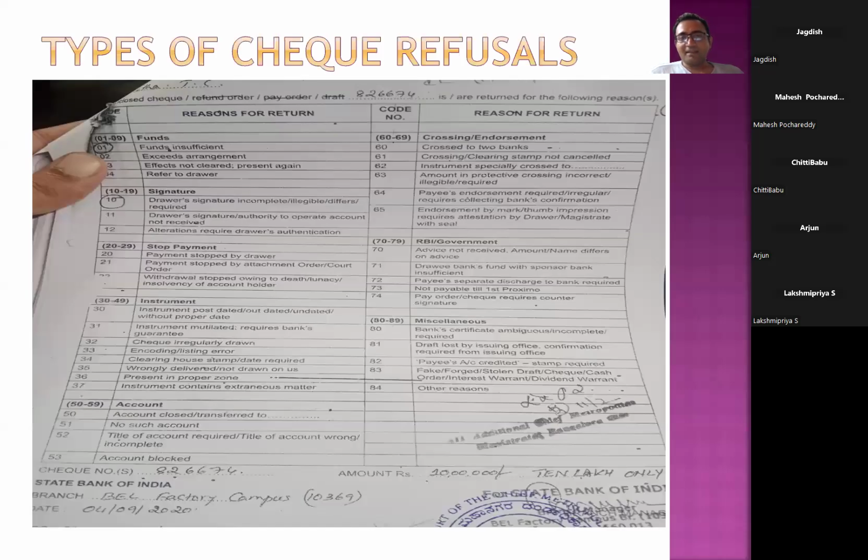So the bank can issue many reasons. Funds insufficient, exceeds arrangement, signature may not tally, stop payment, where payment has been stopped by the person who has taken that debt. The instrument may be post-dated, or mutilated, or torn. Account closed, reason for return, crossing, and RBI, government or court orders. So all these reasons are listed here for which the bank can refuse to honor the check.